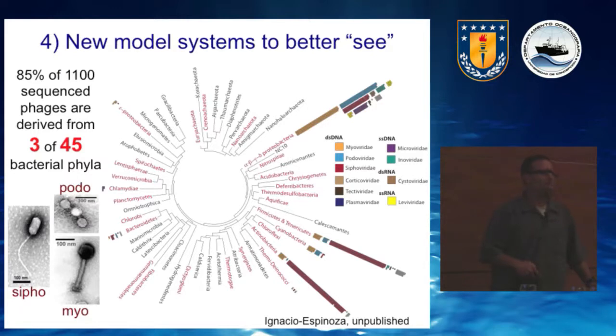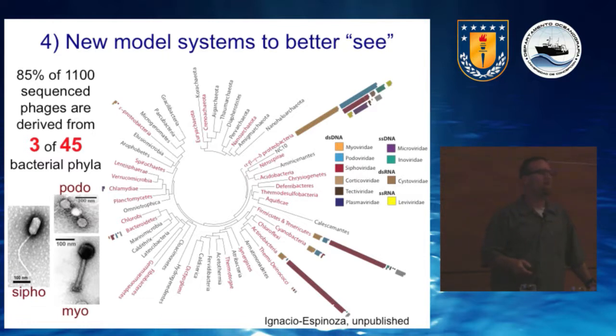So the fourth way to see is simply to be able to develop new model systems. So this is a tree focusing mainly on the bacterial phyla. In red are the things in culture, and in black are the things that we have a sequence for, but no isolates in culture. And then we've stacked on here where the viral isolates come from. And what I hope you can see is it's very clear we're biased towards just a couple of phyla.